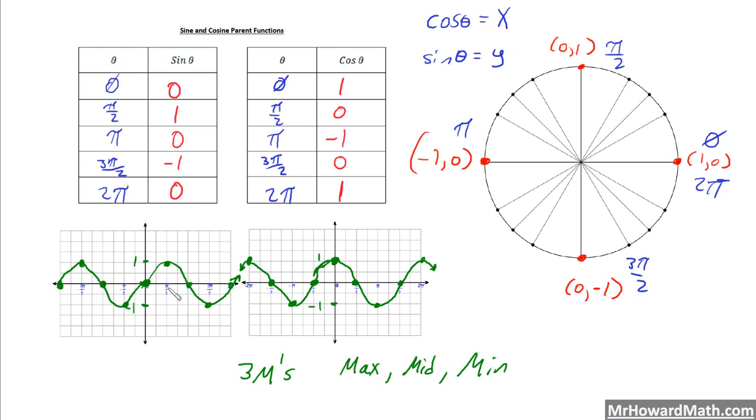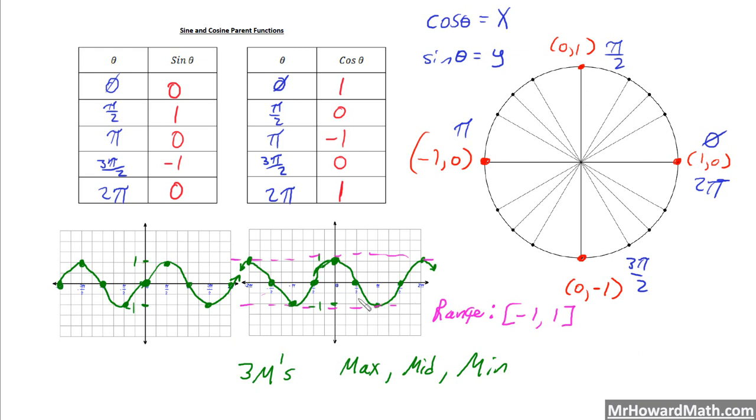Now, one last thing to note. The range of both of these is from -1 to 1. So our range is from -1 to 1 inclusive, -1 to 1. That's both sine and cosine. And then, so here's what I mean. The max is at 1, the min is at -1. Okay, so it's going between those.